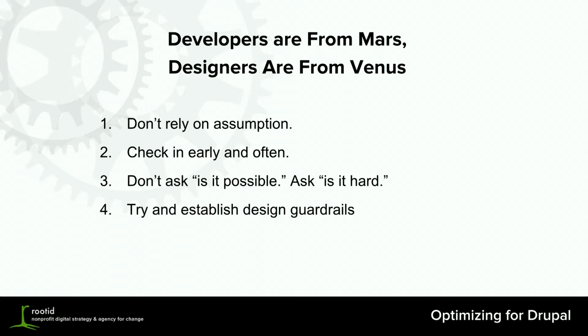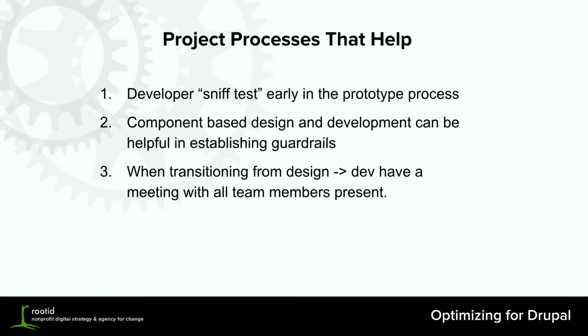And then try and establish some guardrails, right? And I think, as I mentioned in this next slide, the shift to component-based design and development has helped a lot in that particular realm. Some of the things we've done in our project process to help this out is, number one, we do what we call the dev sniff test on the first or second round of prototypes. We usually do it before we show it to the client, because we want to say, hey, is this hard? Tell me why it is. We're trying to accomplish X and we have this much budget to do it. So getting developers involved in the conversation early is really critical, I think.